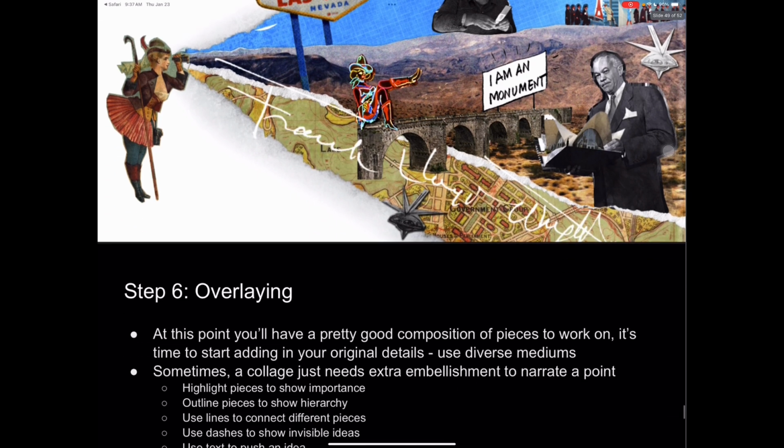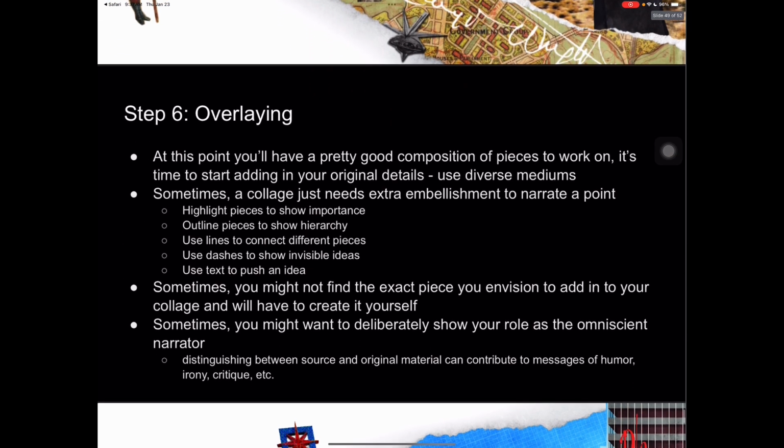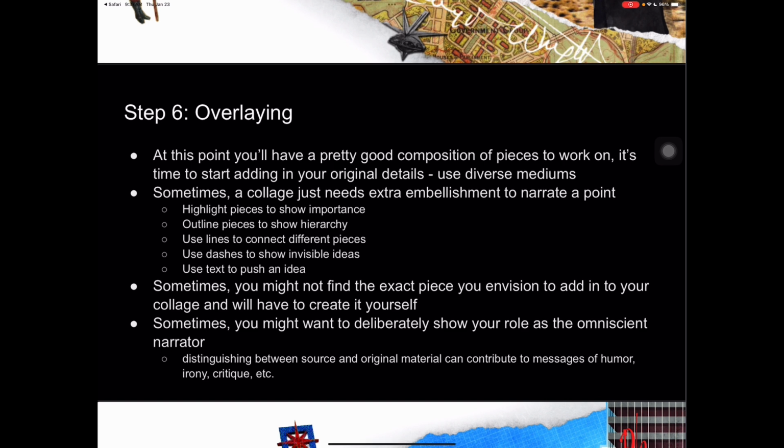And then step 6 is overlaying. So this is where you are now adding your creations to the collage. Because at this point, you've just been curating and setting things up. But now you can put your hands on top of it to further emphasize certain points, right? So you can highlight pieces to show that they're important with a literal highlighter. You can outline them to show hierarchy. You can use lines to connect different pieces.